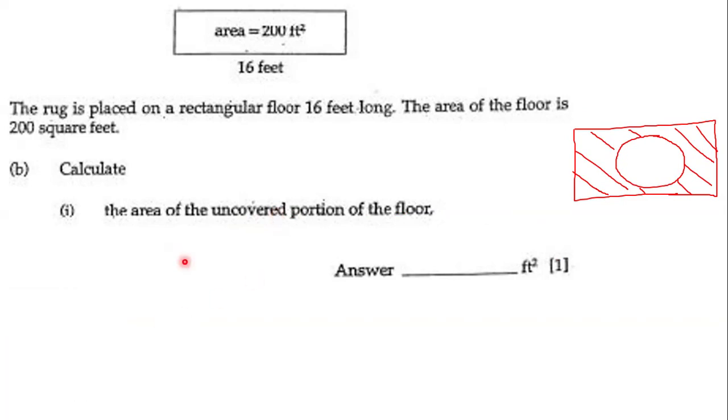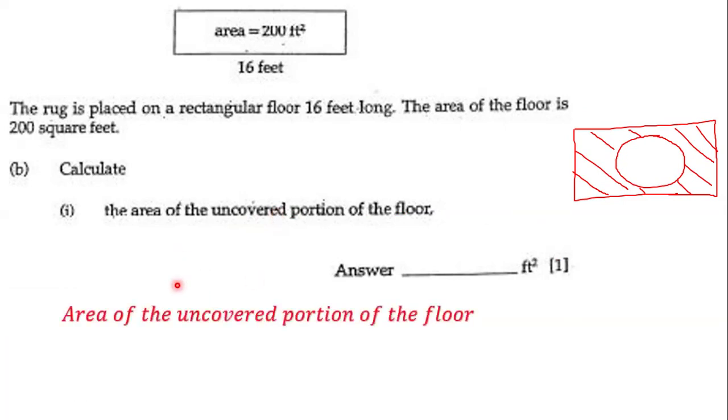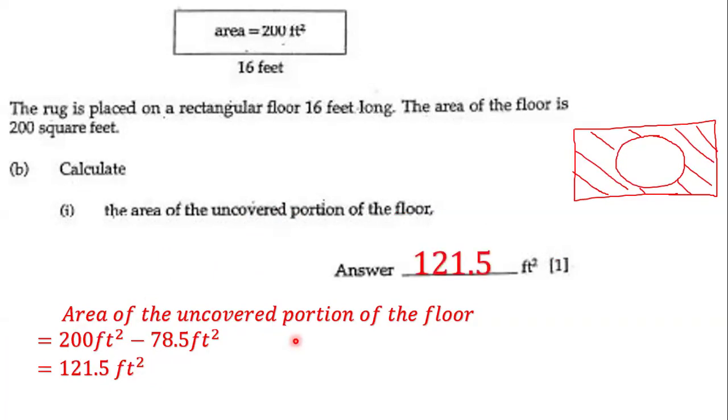And so what we need to do is just subtract. We're going to take the area of the floor and subtract the area of the rug. That's going to be 200 feet squared minus 78.5 feet squared. And when we subtract them, we get 121.5 feet squared. And that's going to be the area of the uncovered portion of the floor, 121.5 feet squared.